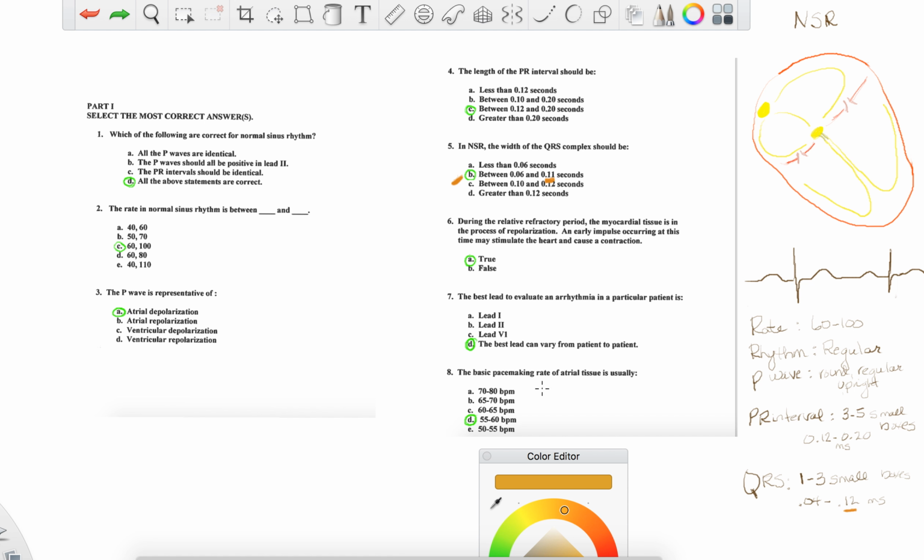Basic pacemaking rate of atrial tissue. This must be straight from the book where it says 55 to 60. All right, so let's move forward.